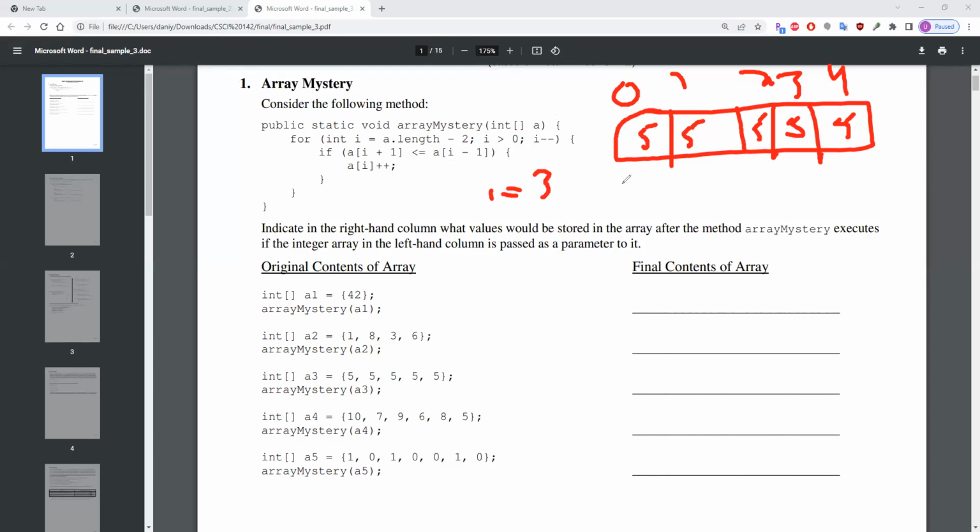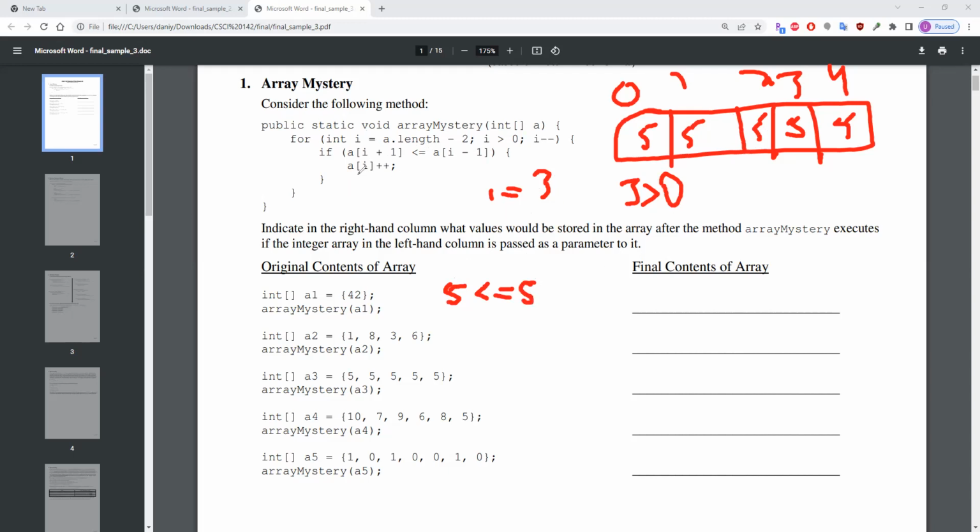Is 3 greater than 0? Yes, you'll do I minus minus, it will decrement. If A of I plus 1, so I is 3, 3 plus 1 is 4. A of 4, what we have at index 4, which is 5. I'm just using the whole page for this so that it looks neat. Is 5 less than or equal to A of I minus 1? So I is 3, 3 minus 1 is 2, which is this one, 5. Is 5 less than or equal to 5?